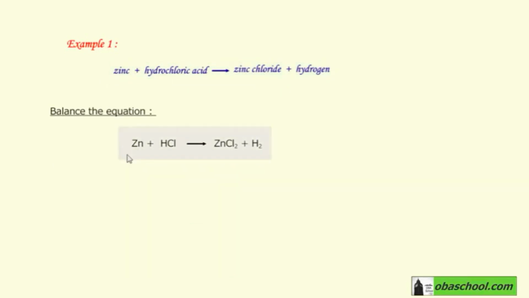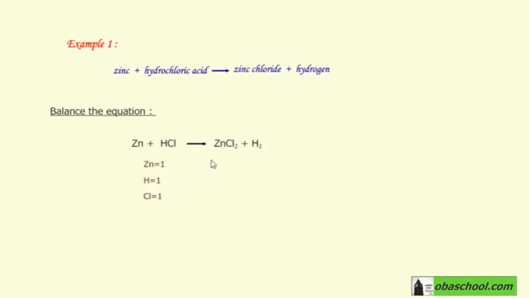showing the symbols. First thing to do is to count the number of atoms in the reactants. How many Zn do we have? There's no number below it or before it. So Zn equals 1. Now how many hydrogens do we have? We have 1. Similarly, we have 1 Cl.